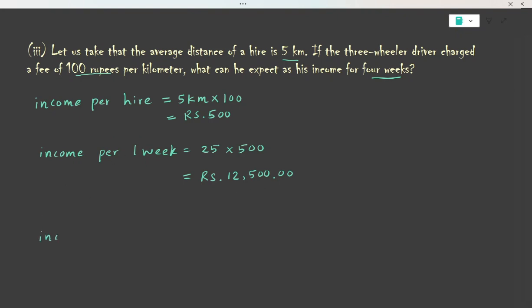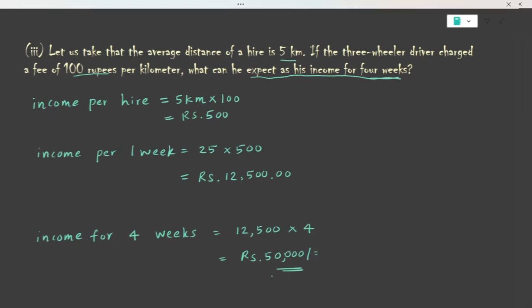For 4 weeks, for 1 week he gets 12,500. That is being multiplied by 4 to get 50,000 rupees. Therefore, his expected income for 4 weeks is 50,000 rupees.